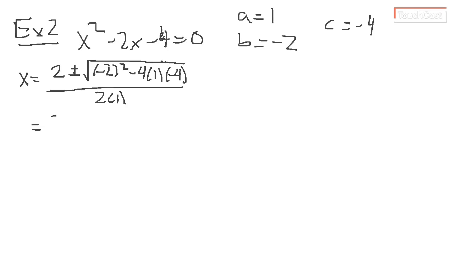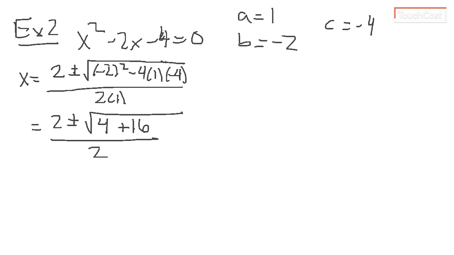Let's clean it up. We're going to have 2 plus or minus the square root of 4 plus 16, divided by 2. Well, 4 plus 16 is 20. So we're going to have 2 plus or minus the square root of 20, divided by 2. And I'm going to write this in simplest radical form.